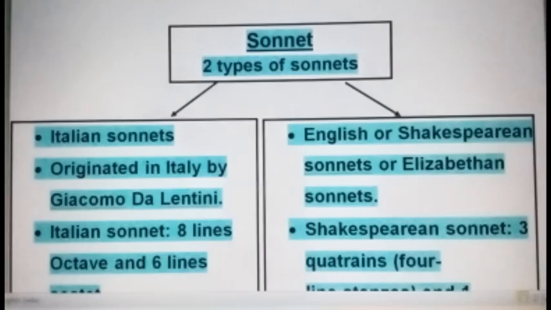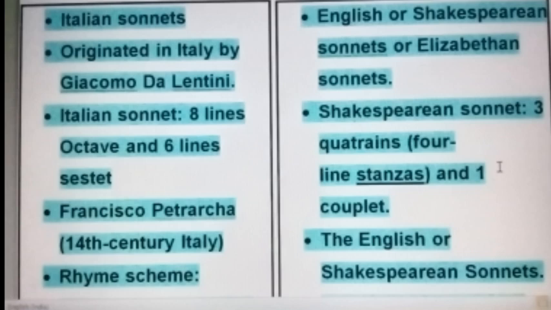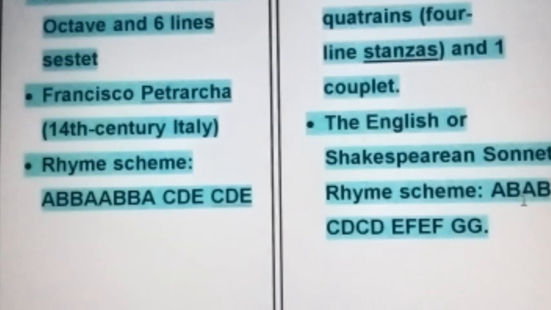Sonnets come in two types. The Italian sonnet originated in Italy by Giacomo da Lentini. The Italian sonnet has an 8-line octave and a 6-line sestet. Then Francesco Petrarch used it in 14th century Italy, and the rhyme scheme of the Petrarchan sonnet is ABBA, ABBA, CDE, CDE.